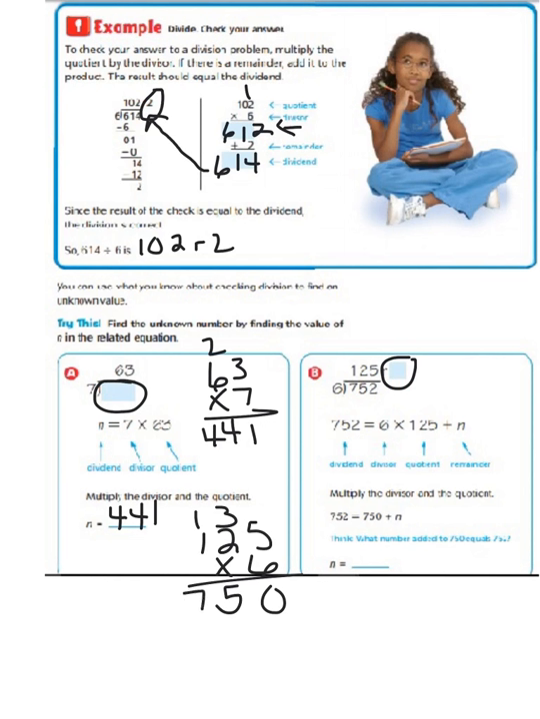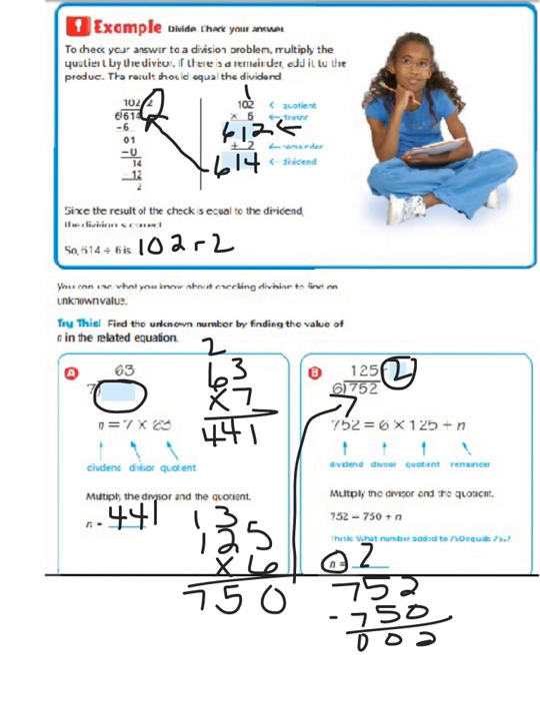But we see we're a little off from what our dividend is supposed to be. So then we can take our dividend of 752 minus our product of 750, and we see our answer is 2, so we know that our remainder is going to be 2. So down here, we know that n, which represents our remainder, equals 2.